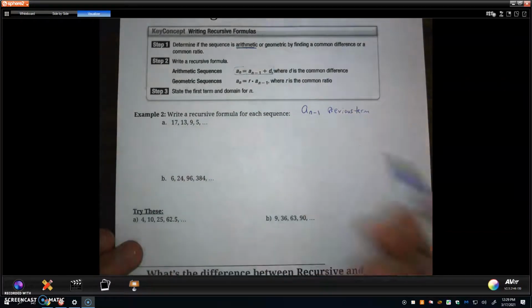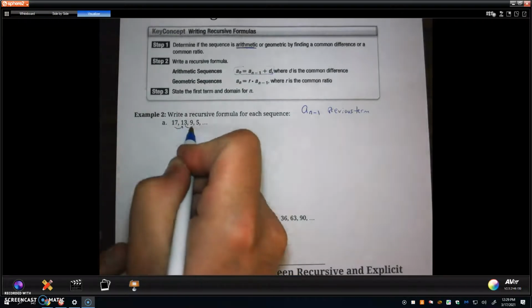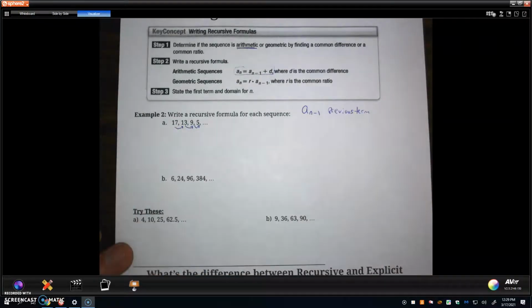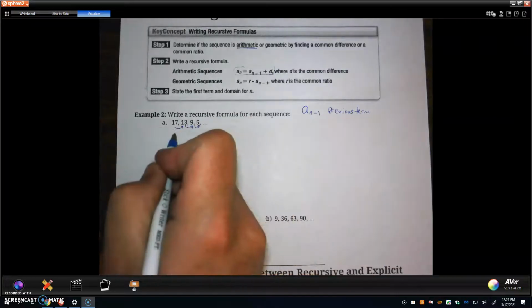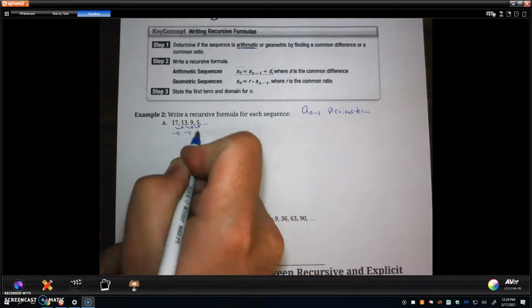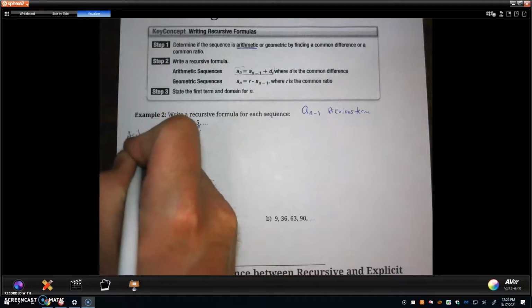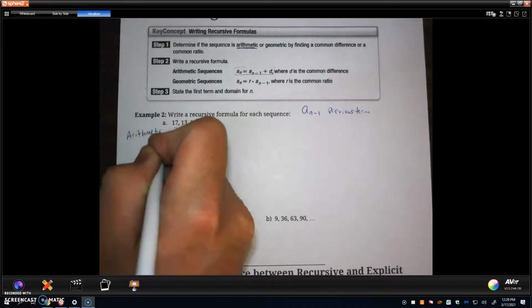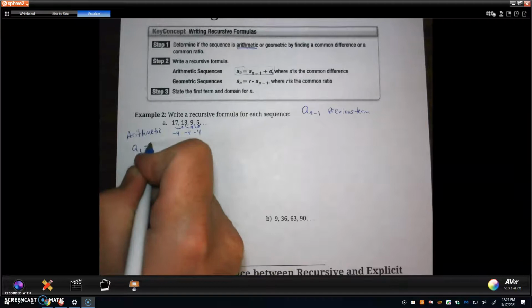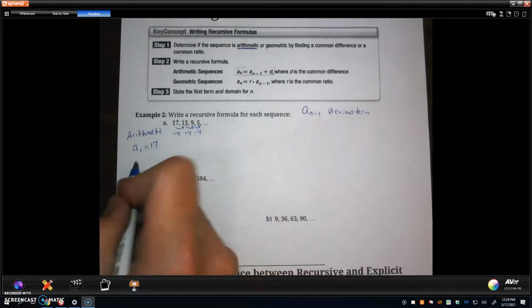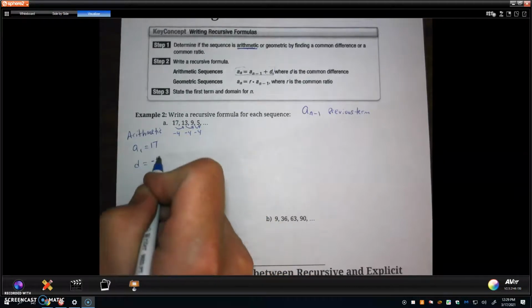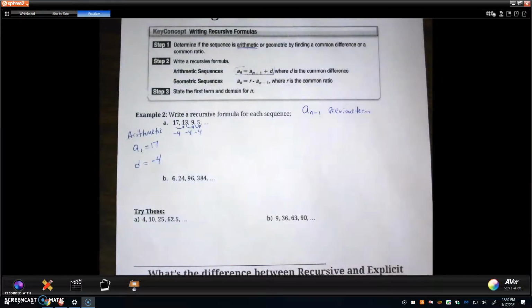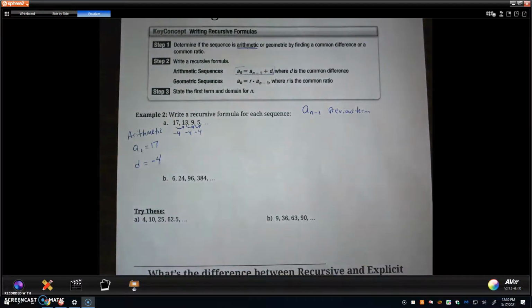Okay. So the first thing we need to realize is, is it going to be arithmetic or geometric? If you look at the pattern and try to figure out if it's arithmetic or geometric, what happens here is they're subtracting 4 over and over again. So this is going to be an arithmetic sequence. We also know that the first term is 17, and I just told you if they're subtracting 4, our common difference is negative 4. That's really all the information we need to write a recursive formula.